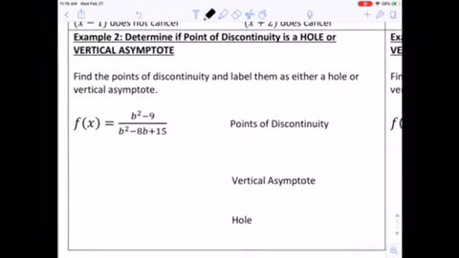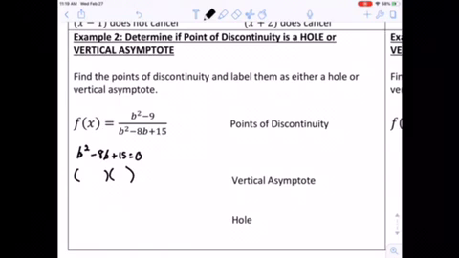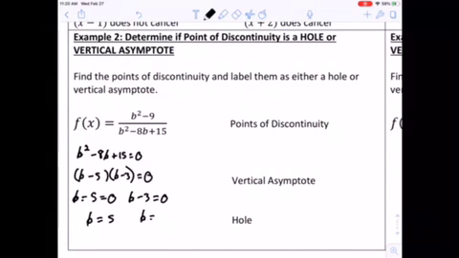Okay, let's look at our next example. So again, find your points of discontinuity. Take that denominator, set it equal to 0. It's a quadratic, so factor. And we get what multiplies to 15 and adds up to negative 8. That's going to be negative 5 and negative 3. Take each of those factors, set them equal to 0. And now solve, add 5 to both sides, add 3 to both sides. Our points of discontinuity are b equals 5 and b equals 3.